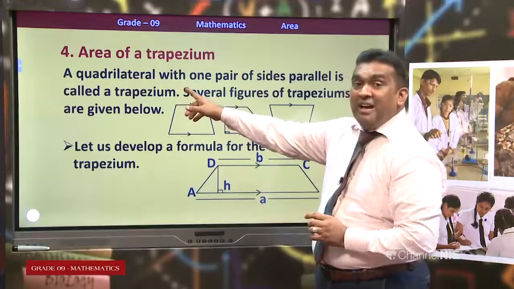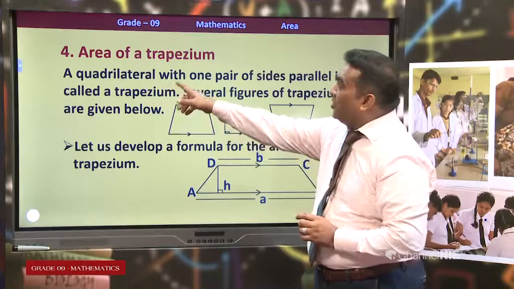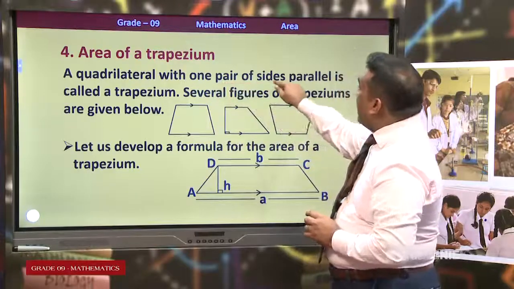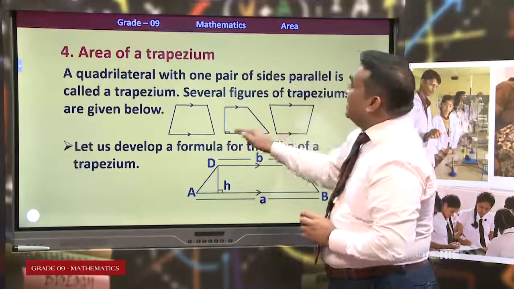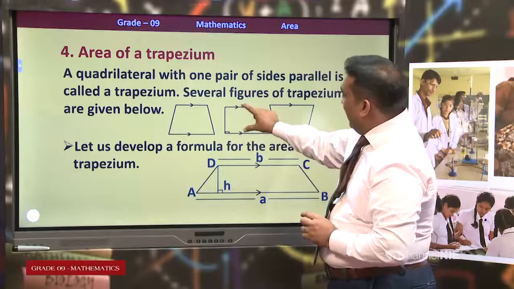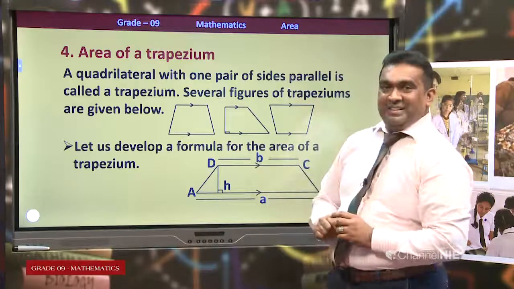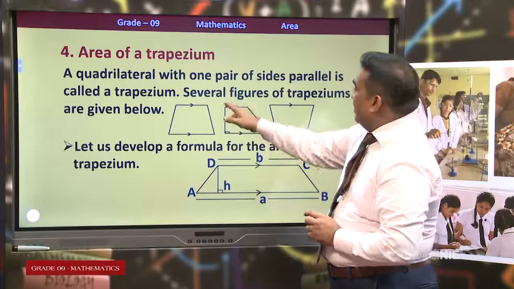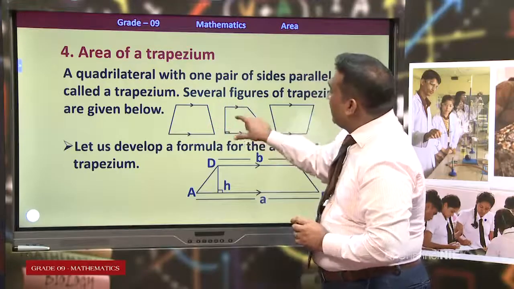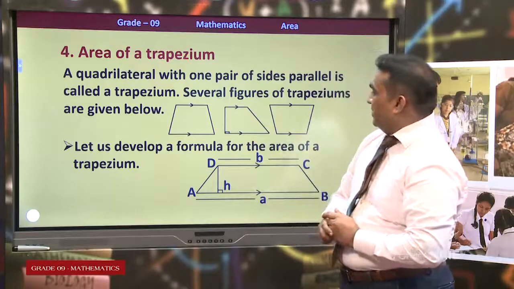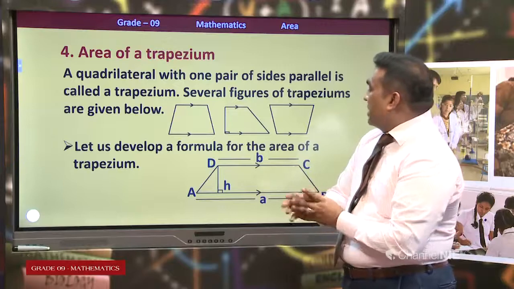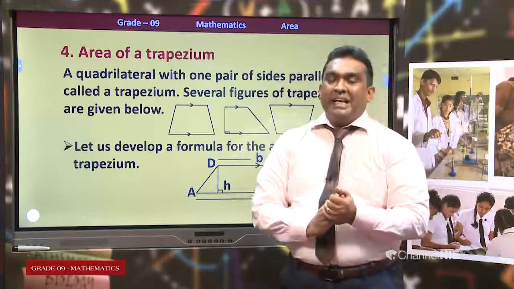How to define the trapezium? A quadrilateral, it means 4 sides, with 1 pair of sides parallel is called a trapezium. Several figures of trapeziums are given below. You can see different trapeziums. Let us develop a formula for the area of a trapezium. Now we want to find out the area of a trapezium.